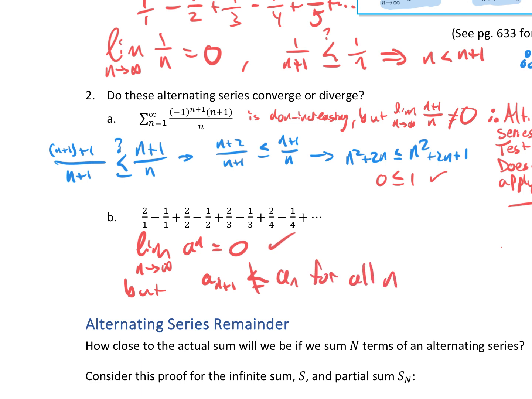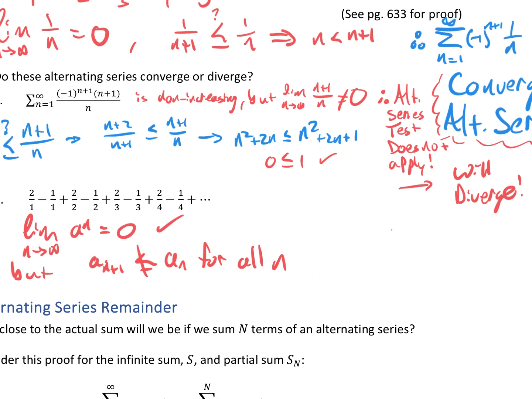In other words, you can look here, like, how about right here? This term, 2/3, is greater than 1/2. Ignore the negative. 2/3 is bigger than 1/2. Now it's going down. That's 1/3. Well, next one is 2/4, which is bigger than 1/3. So it's not non-increasing. So the alternating series test does not apply.